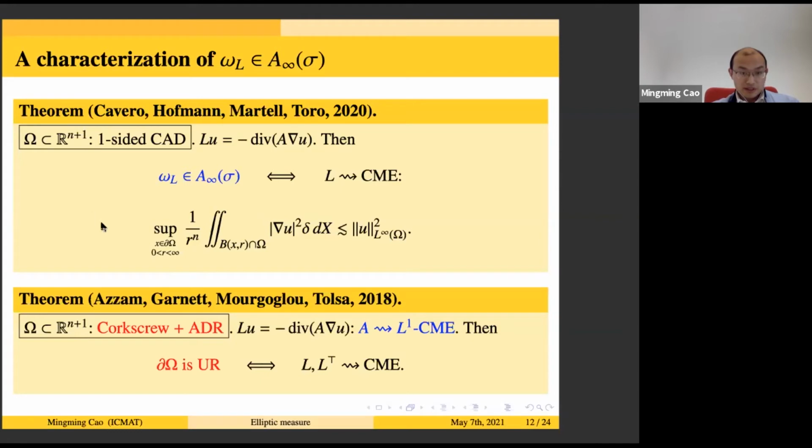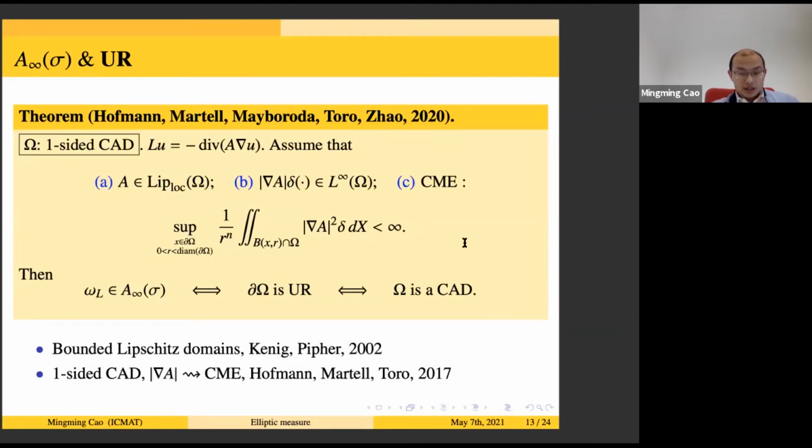Compared with the previous result, this theorem requires the coefficients to satisfy the R1 Carleson condition. And A infinity is represented by U1. As we told before, A infinity is stronger than U1 in a general situation. Okay, next, let us see the relationship between A infinity and UR for the general elliptic operator.